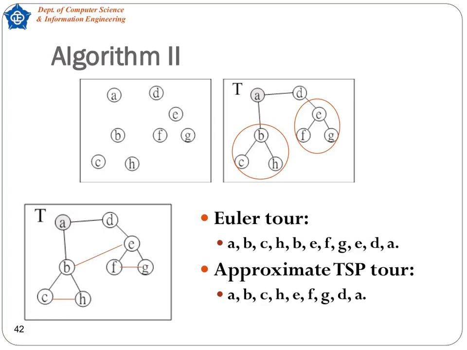To convert this into a valid TSP tour, we shortcut any repeated visits by recording each vertex the first time it appears. The resulting approximate route is A, B, C, H, E, F, G, D, A, which guarantees a 2-factor approximation to the optimal tour.